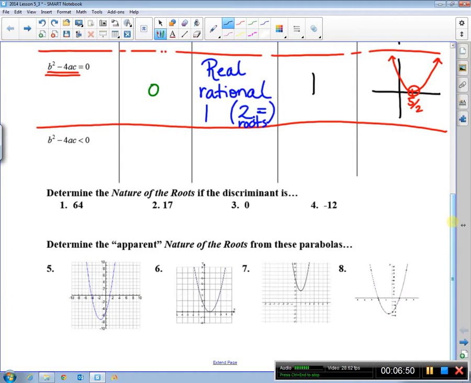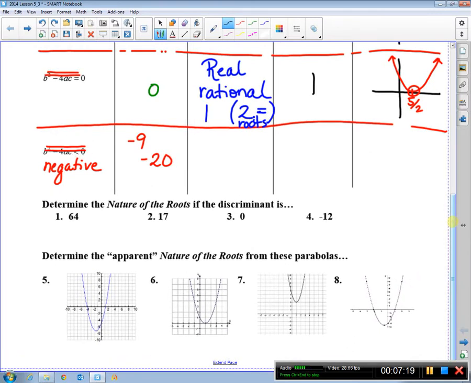And then our last case, we talked about the discriminant being positive. We talked about the discriminant equaling 0. The last case is that the discriminant is negative. So a number under the radical like negative 9 or negative 20 or negative anything. Well, that's new for us. We don't typically deal with these, but now in this chapter we are going to.